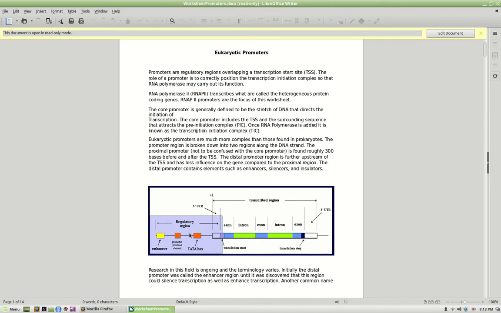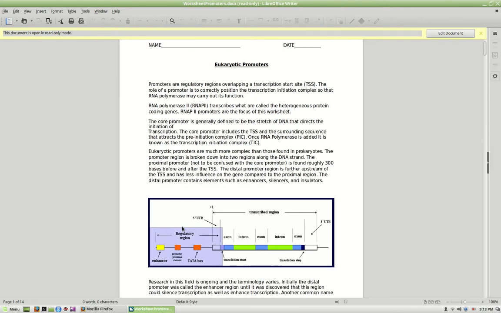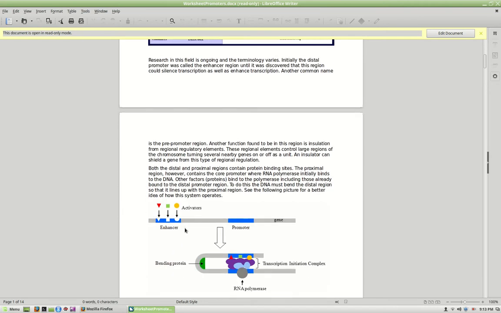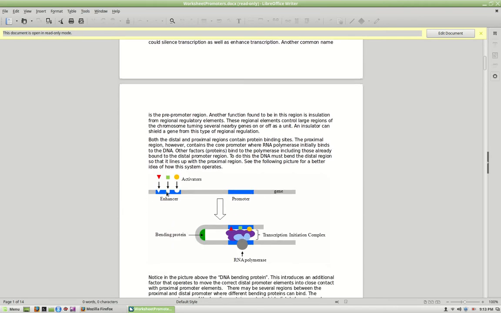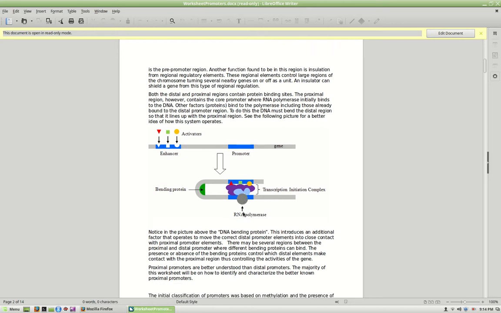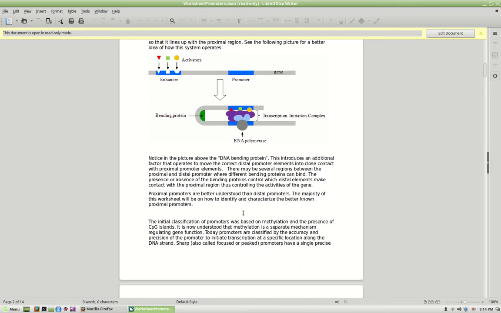There can be others, especially in eukaryotes. There can be many, many different promoters or promoter sequences. You need to read through this. Promoters are different from enhancers. Enhancers are much further away from your gene than the promoter. This kind of explains what a promoter is. It's a region where the RNA polymerase will bind. We discussed this previously in the semester.